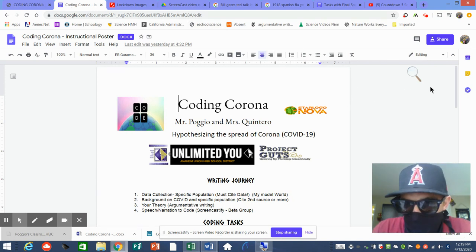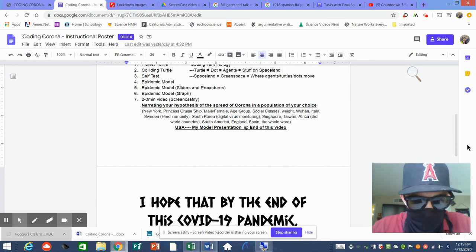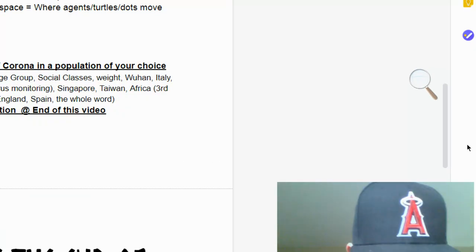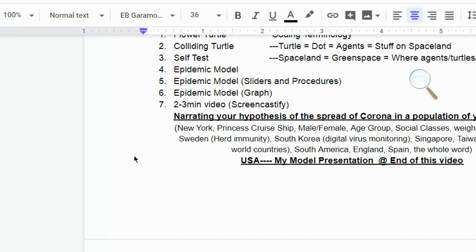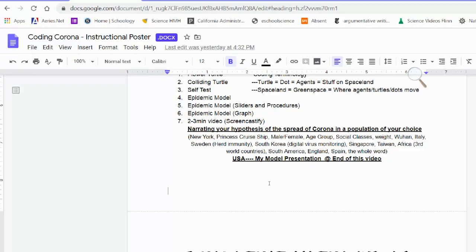You're going to pick a population of your choice. That choice could be anything from New York, USA, Italy, Wuhan, South Korea, maybe even the Princess cruise itself. You could also look at specific demographics, for example, age, gender, or socioeconomic status.